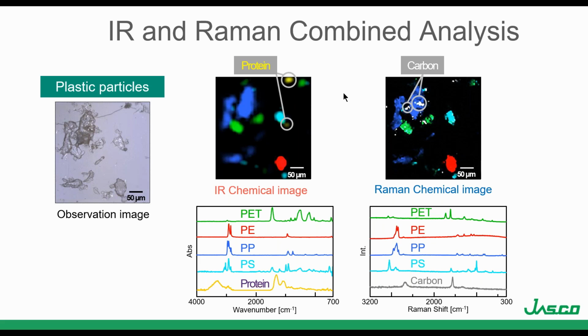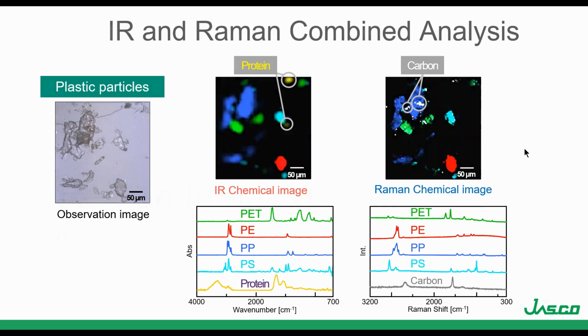This is an example of the combined measurement of IR and Raman. And in this sample, we can see that we have some polymers, also some proteins, and the carbon is detected when the Raman is used.